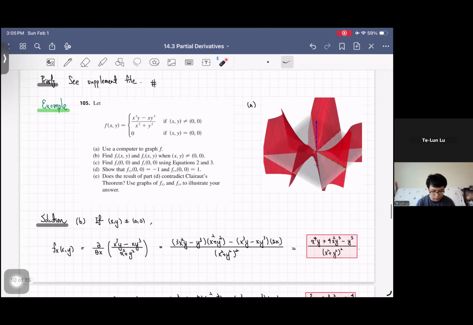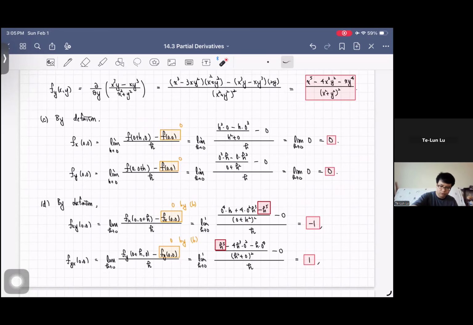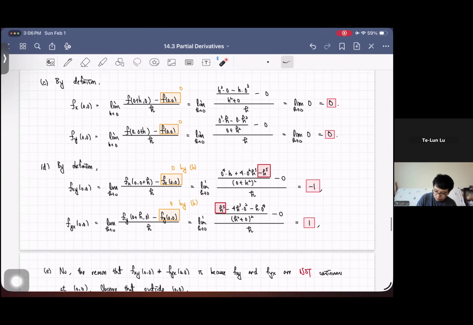Now, part D asks us to show that the mixed derivative fxy is actually -1 and fyx is actually 1. So again, simply by definition, fxy at the origin is given by fx perturbing the y-coordinate, right? Because you do x first and then y. And then subtract fx(0,0), which again is 0 by part B. And this is given because (0,h) is not the origin, right? So you can apply this formula here, and you get this large thing.